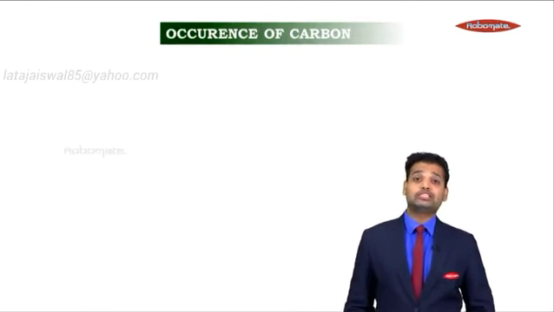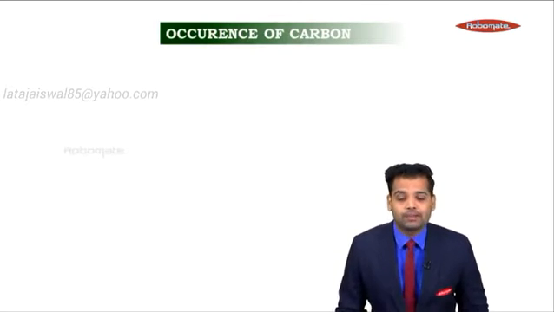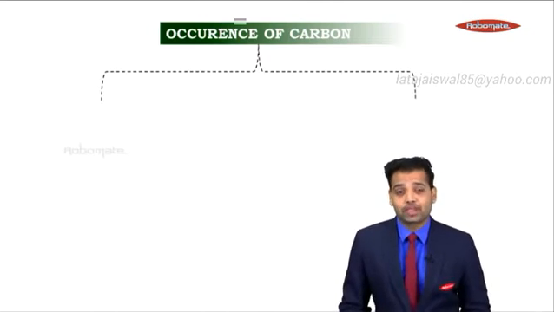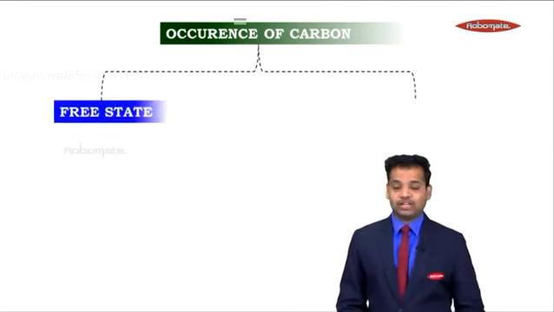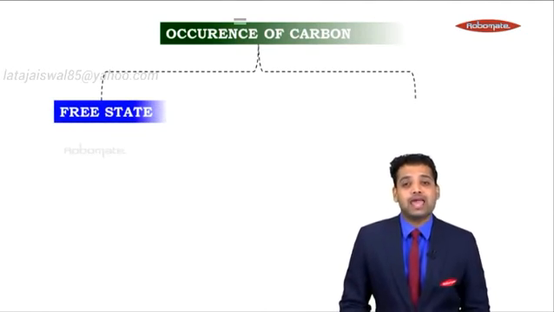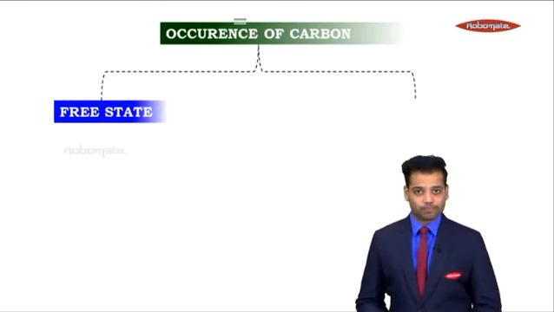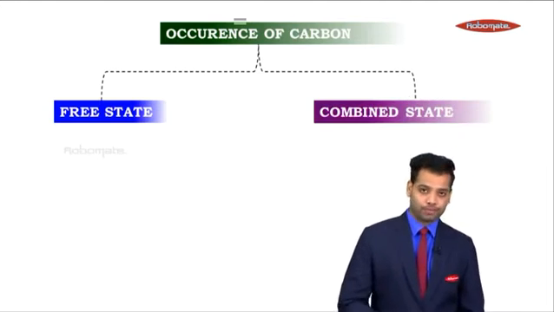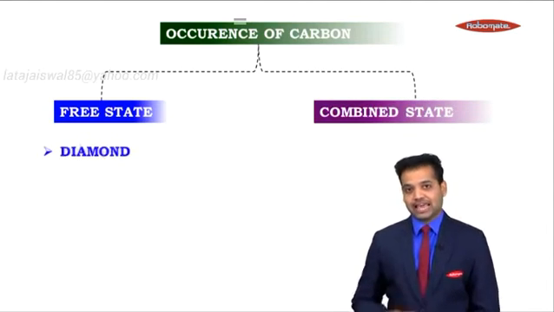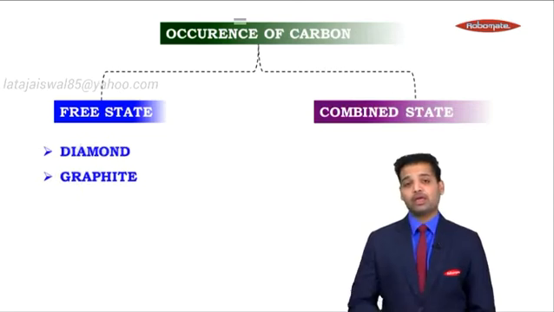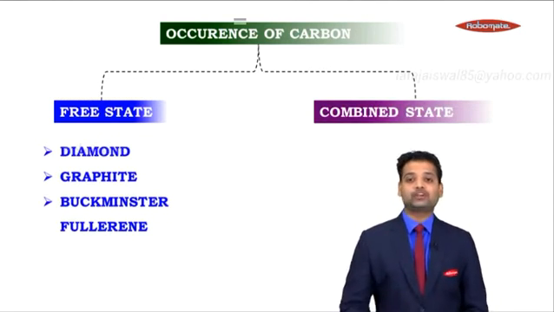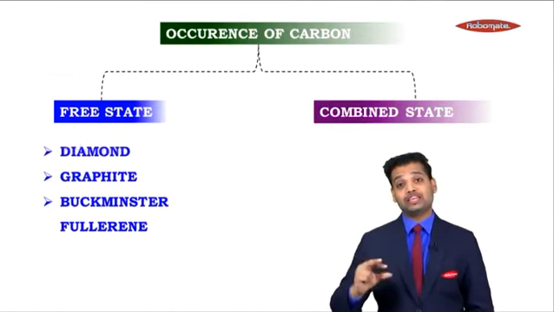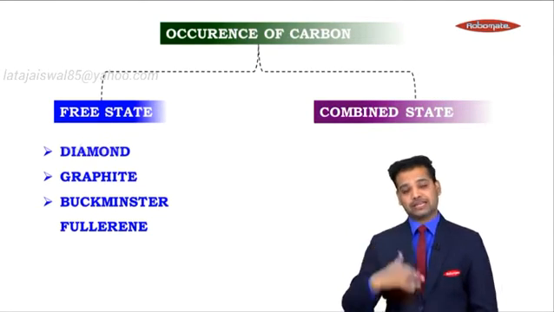We learned that there is only 0.02% of carbon in the Earth's crust. Let us see how it is found. It is found in two types. The free state, meaning only the elemental form, or the combined form, that is in the compound form. Now what is this free state? Examples of free state are diamond, graphite, Buckminster fullerene. These are examples of carbon being in different forms but the same carbon.